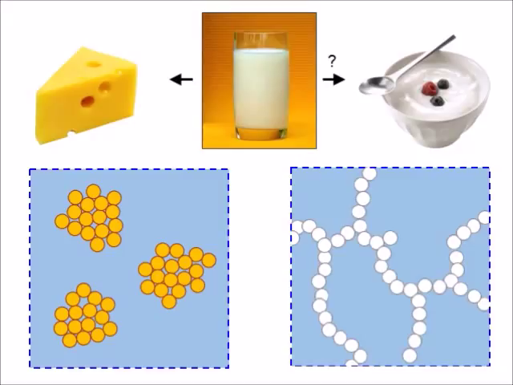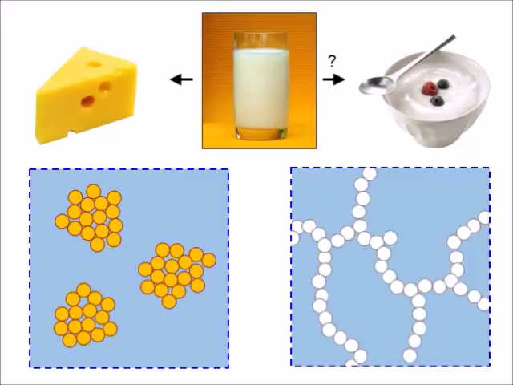In fact, the denaturation has changed the surface properties of the protein aggregates so that they can only stick to each other at certain sites of their surfaces. They have become patchy colloids. The resulting gel is now much more fluid than the solid cheese and gives yogurt its unique texture.